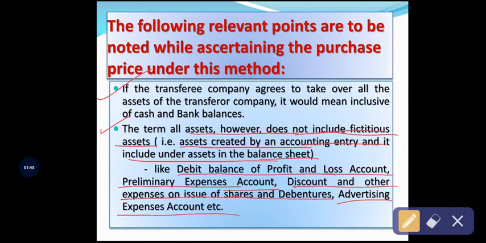That is, we have to exclude the debit balance of the profit and loss account, preliminary expenses account, discount and other expenses on issue of shares and debentures, advertisement expenses account and other fictitious assets. So if they have given fictitious assets in the balance sheet, we have to ignore them and exclude them in calculating the purchase consideration. But if the problem specifies that the transferee company has taken over all assets and liabilities, we have to assume including cash and bank balances.